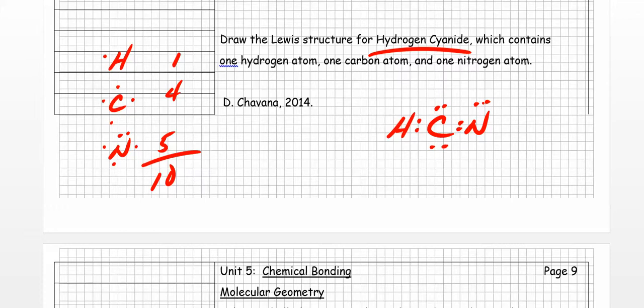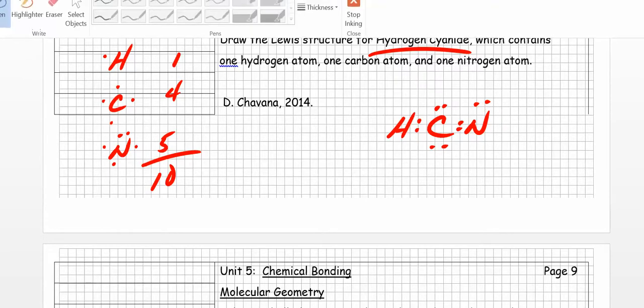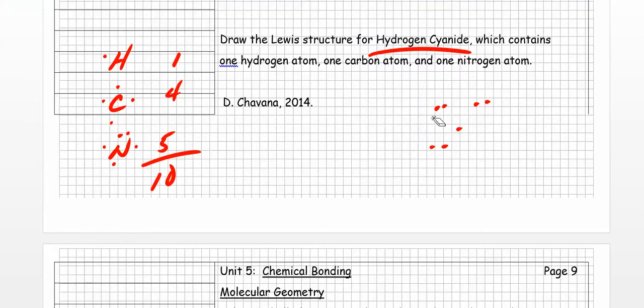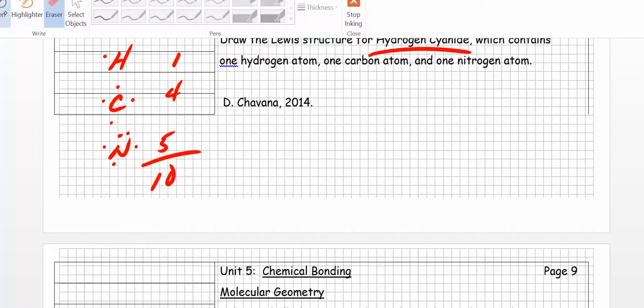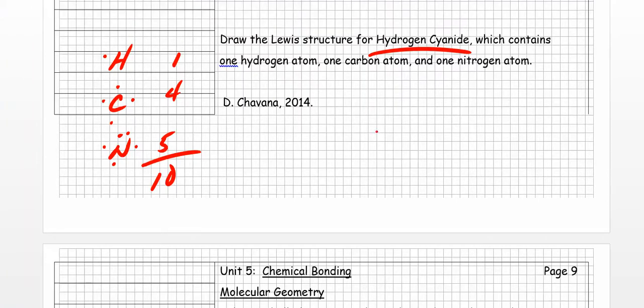Well, guess what, folks? The nitrogen doesn't have enough electrons. So what did I tell you was going to happen if you don't have enough electrons? You try a double bond, right? So let's do that. Let's try a double bond. So we're going to have the same skeleton structure, just like that, H, and then C, and then N. Can't put a double bond there because hydrogen can only have 2 electrons. Let me try the double bond right there.